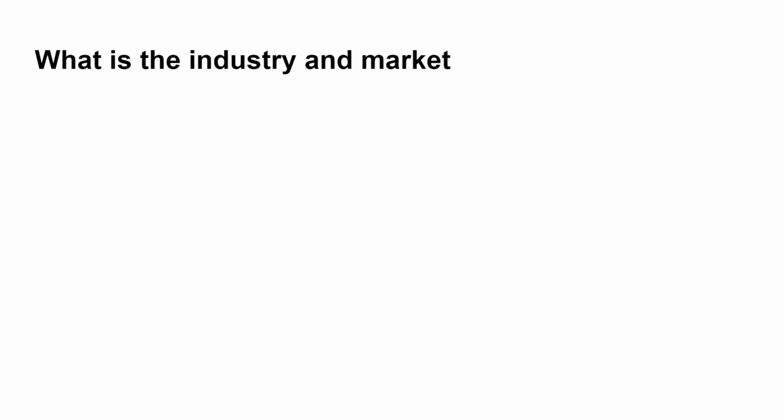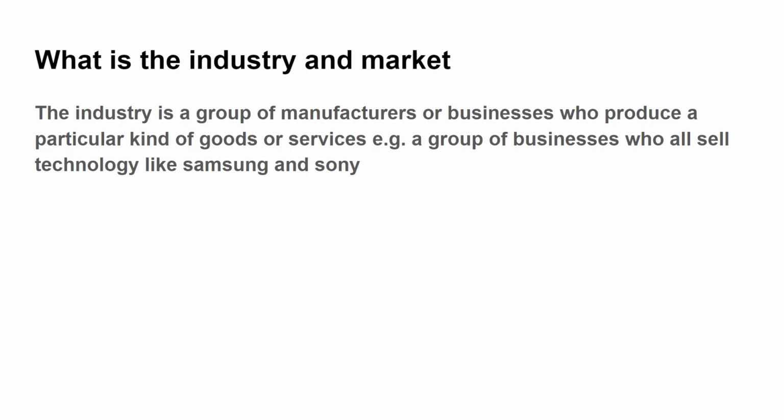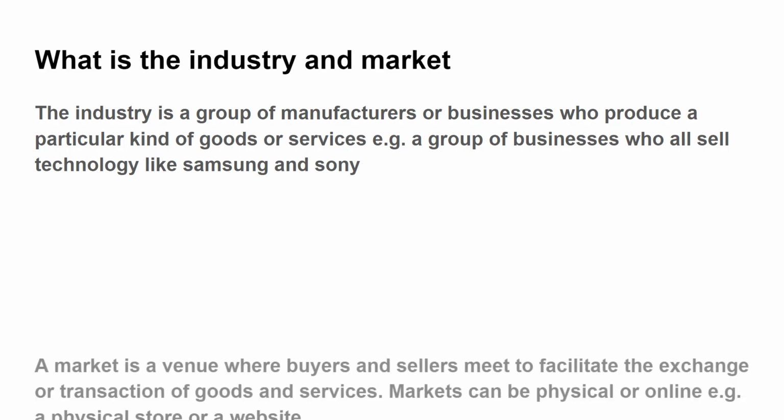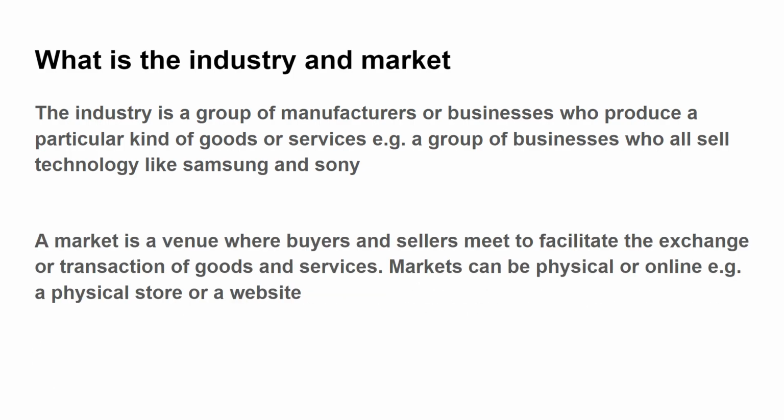What is the industry and market? The industry is a group of manufacturers or businesses who produce a particular kind of goods or services, e.g., a group of businesses who all sell technology like Samsung and Sony. A market is a venue where buyers and sellers meet to facilitate the exchange or transactions of goods and services. Markets can be both physical or online, e.g., a physical store or a website.